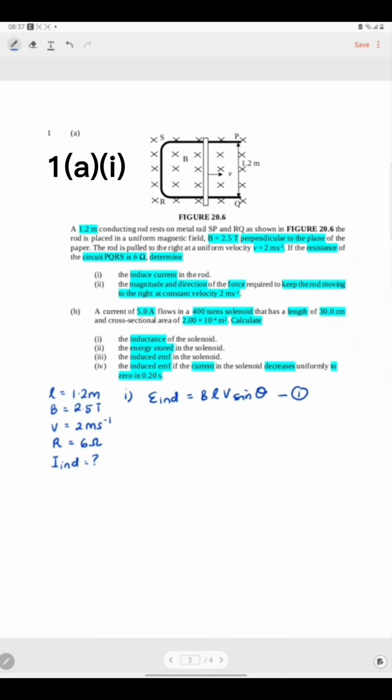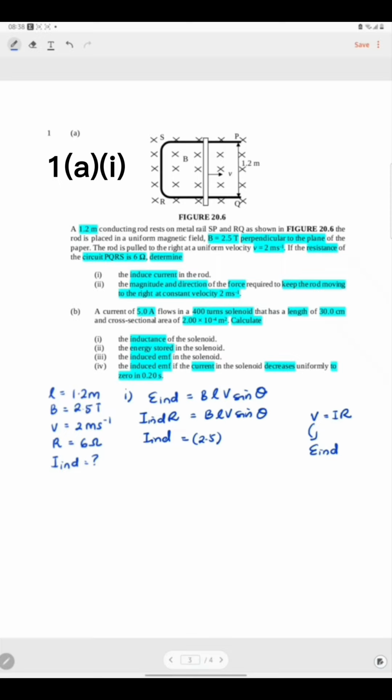Okay, and then since the question asks you I induced, you must know that this induced EMF we can relate back with Ohm's law. Hopefully you still remember Ohm's law, V equal to IR. But now the symbol V we have changed to induced EMF, and what I can write here is induced EMF equal to I induced times R, and this I just write BLv sine theta. So actually no need to have the first equation here. Okay, so what we are going to do is make I induced the subject of the equation.